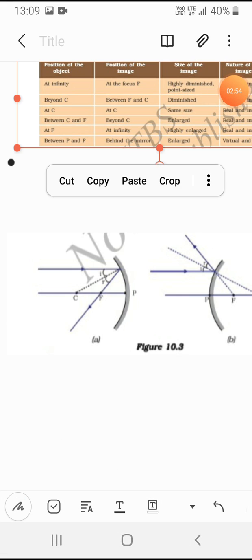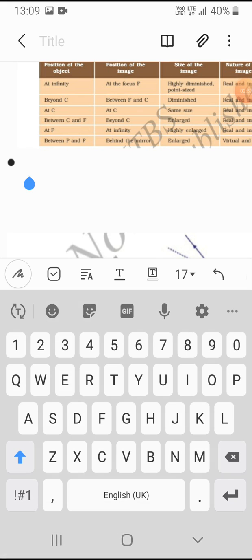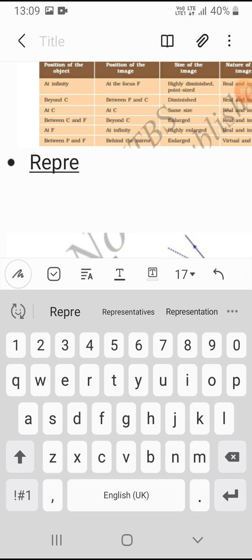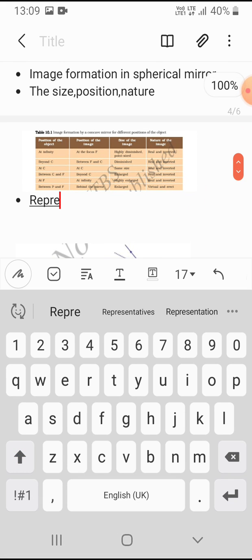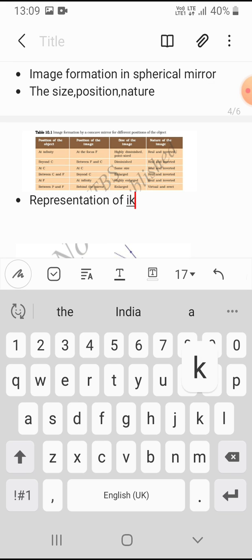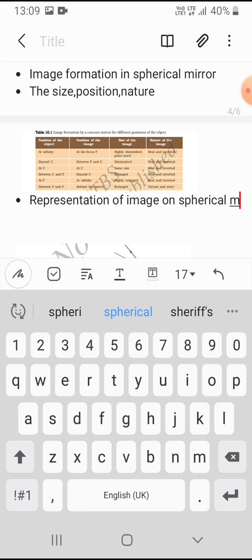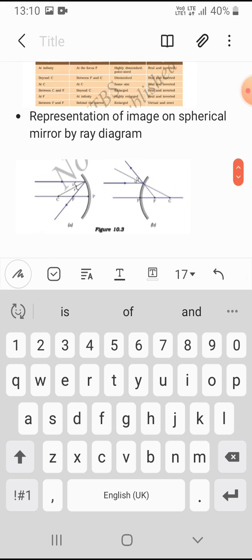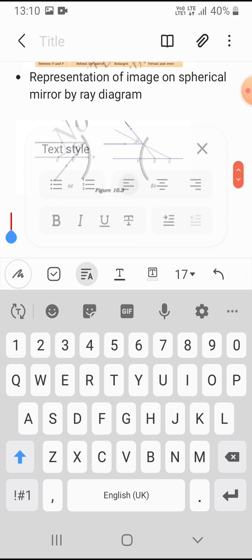Next is representation of image on spherical mirror. Spherical mirror means concave mirror and convex mirror, by ray diagram. By ray diagram we show whether the ray is falling on P or beyond P. So this is the first ray diagram.